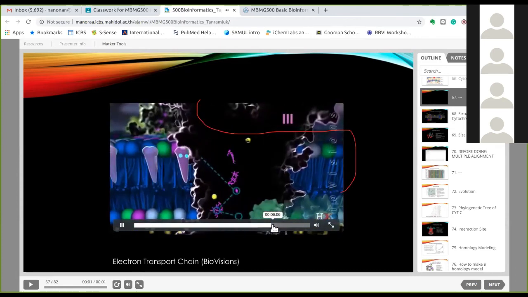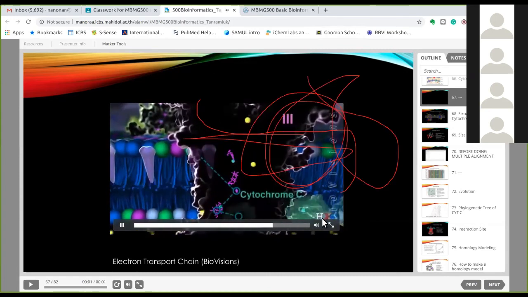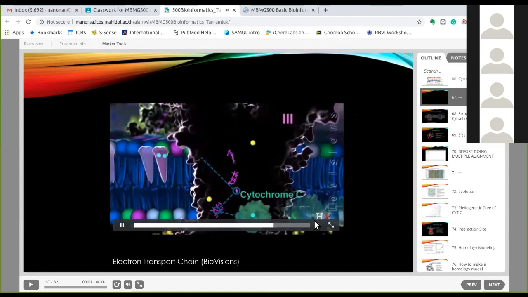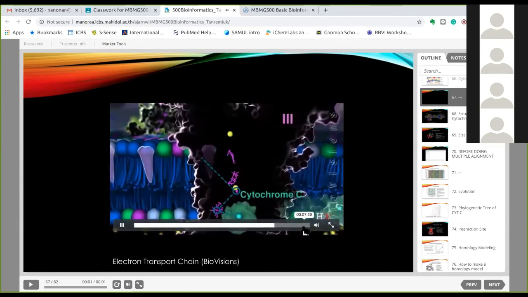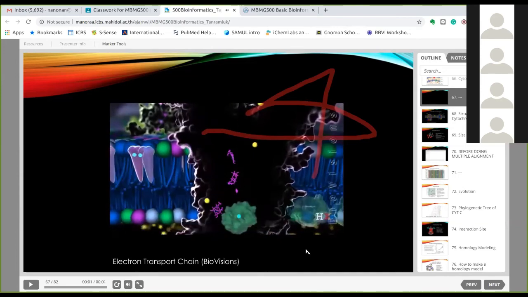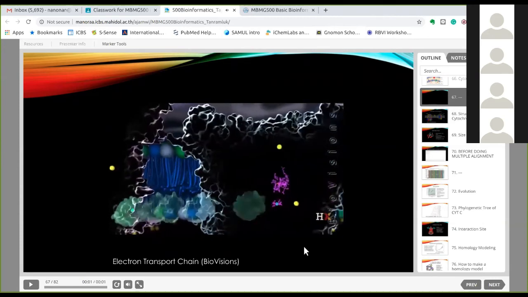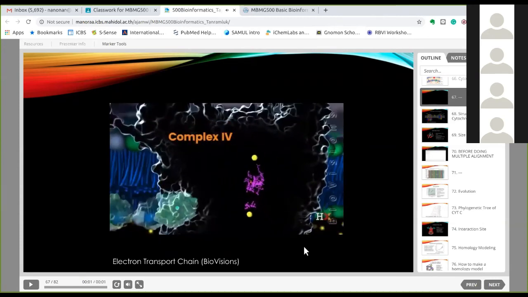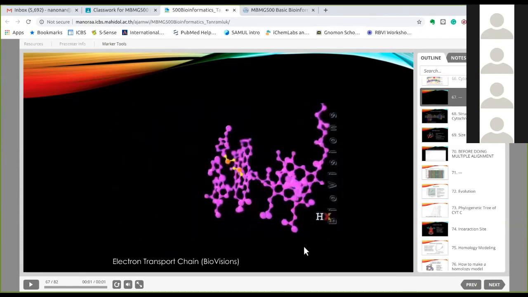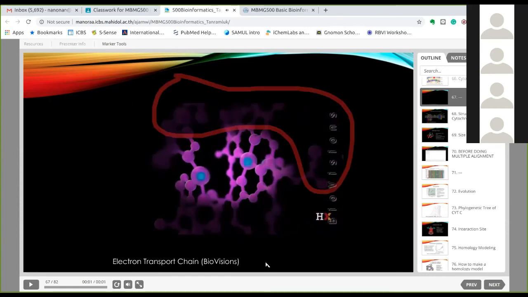One electron is recyclable and can re-enter complex 3 later, but the other passes through 2 redox centers before reaching cytochrome C. Cytochrome C carries the electron to complex 4. The electron transport chain ends in complex 4, where a series of reactions involving 4 electrons converts a molecule of oxygen to 2 molecules of water.